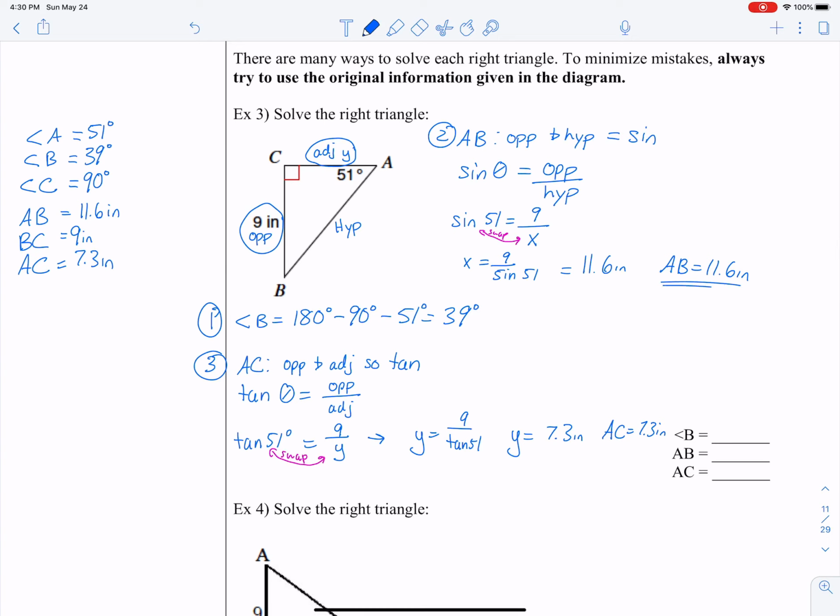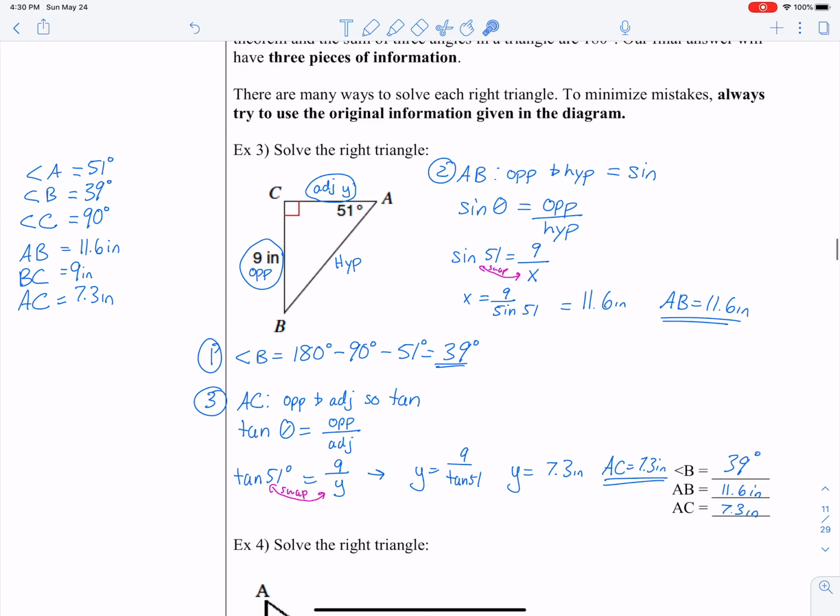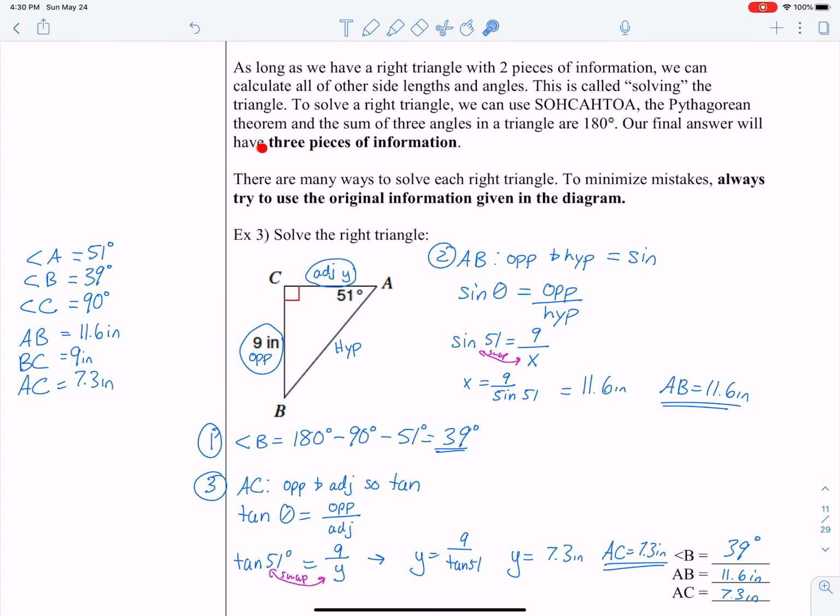So these are my different pieces of information that I found. And this is asking me to write this over here too, so I can write 39 degrees, 11.6 inches, and 7.3 inches. So we have information for all parts of this triangle. We have all 3 angles, we have all 3 sides. These are just the 3 that we solved. So the answer will always be 3 new pieces of information, and you'll always have 3 in the triangle.